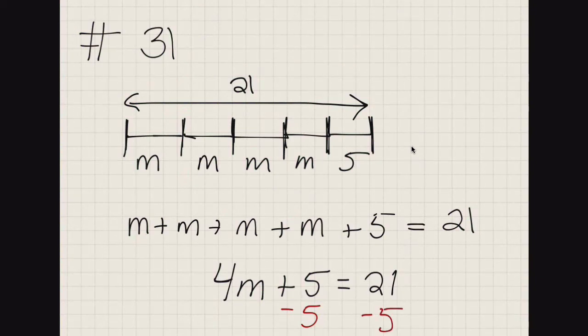What's 21 minus 5? 16. So I'm going to end up with 4m equals 16. What does m equal? 4. Yes.